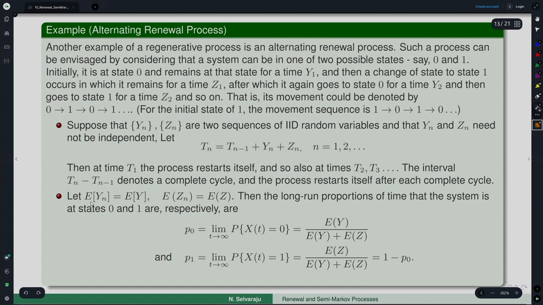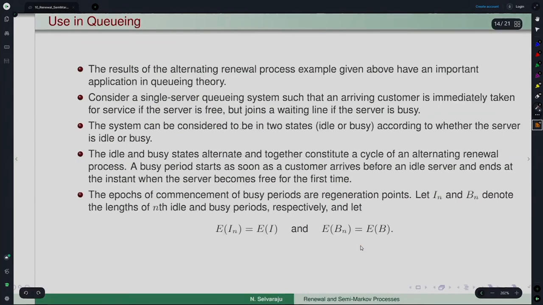Now, if the expectation of yn is equal to the expectation of y, because this is IID, and the expectation of zn is equal to the expectation of z, then the long run proportions of time the system is in state 0 and 1 respectively can be given in terms of these. P0, the probability that you find the system in 0, is the ratio of the expectation of y to the expectation of y plus the expectation of z, and p1, which is 1 minus p0, is equal to the corresponding quantity. This comes from renewal theory. What is important in the alternating renewal process is that the long term proportion of the time the system spends in the up state or down state is given by these expressions. So, this is what you need to know.